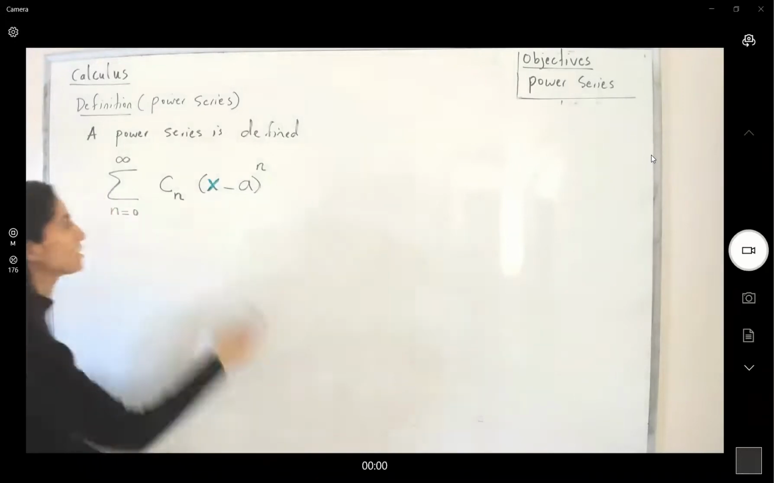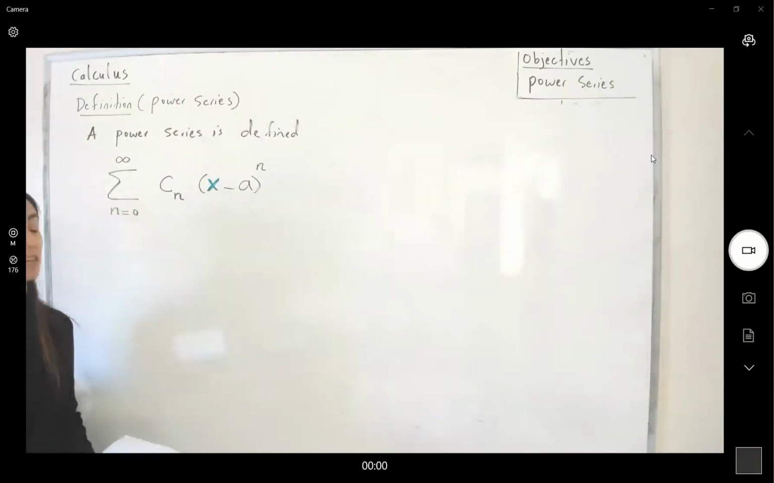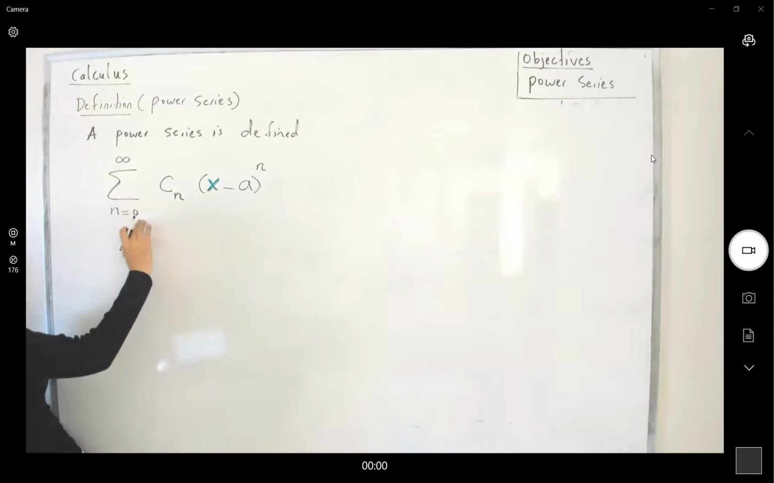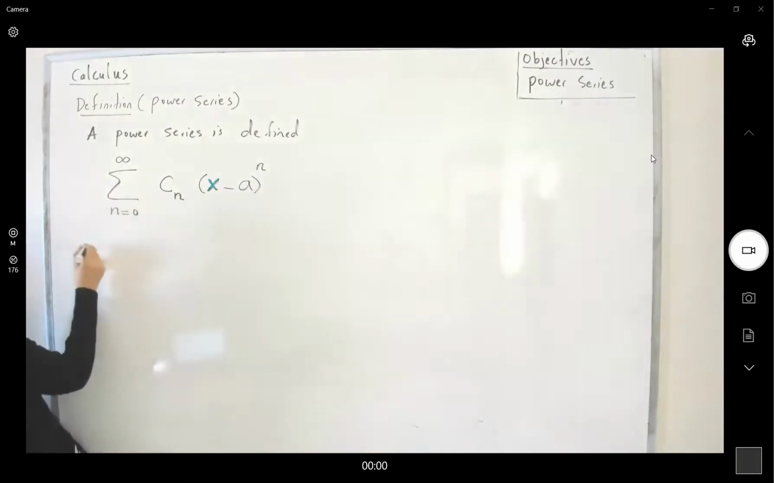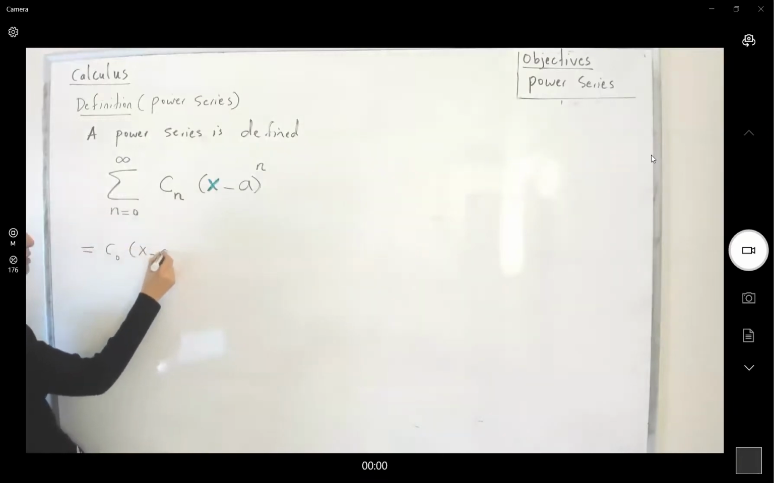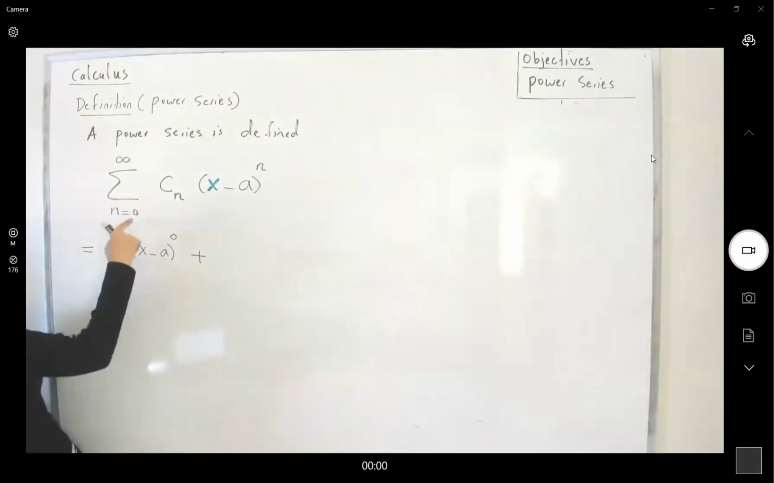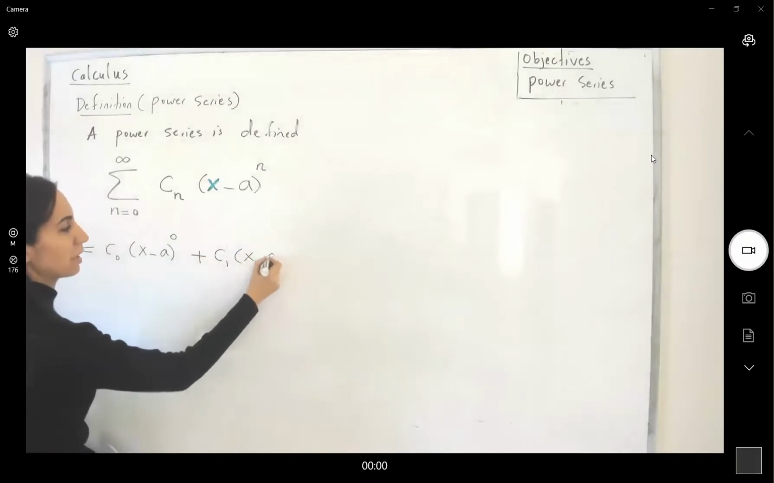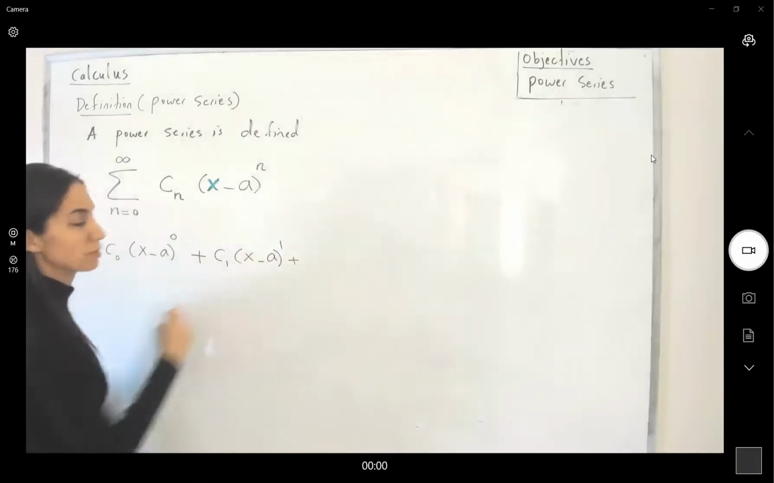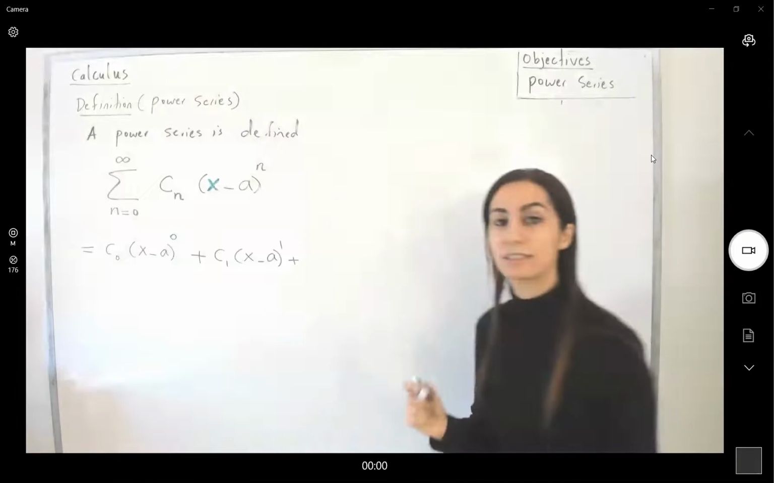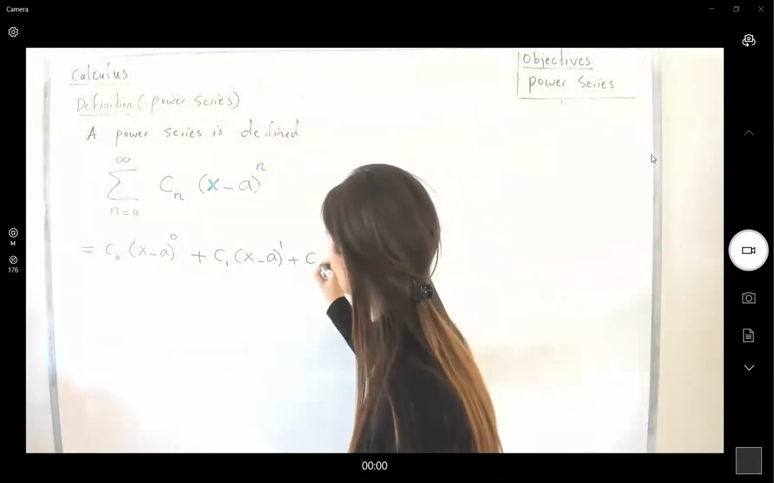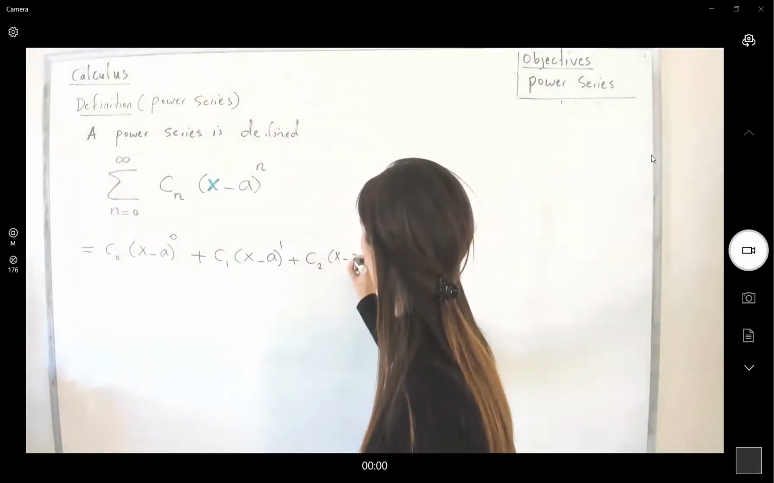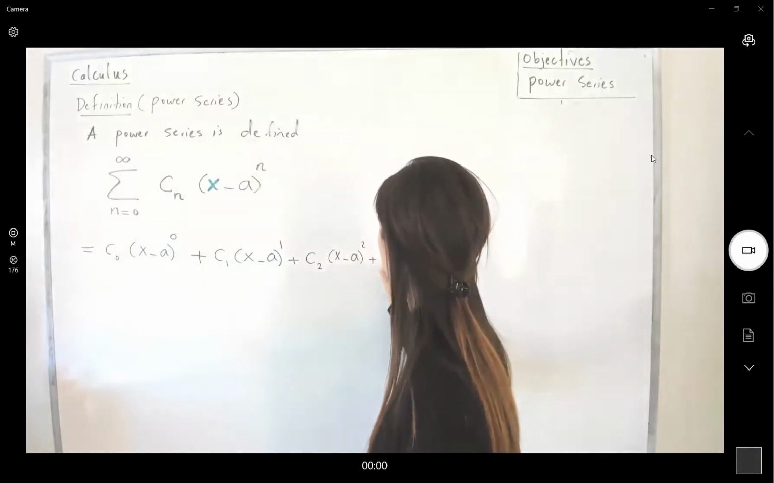So we can write the terms of this series this way. If n is equal to 0, I have c sub 0 times (x minus a) to the power 0, plus. If n is equal to 1, I get c sub 1 times (x minus a) to the first power, plus. If n is equal to 2, I get c sub 2 times (x minus a) to the second power, plus the rest of the terms.